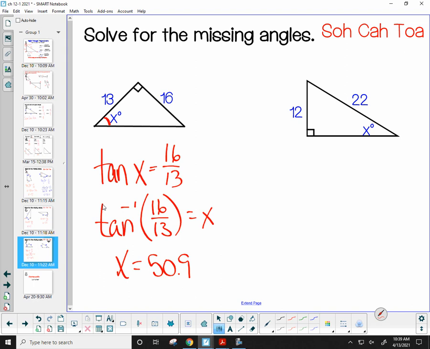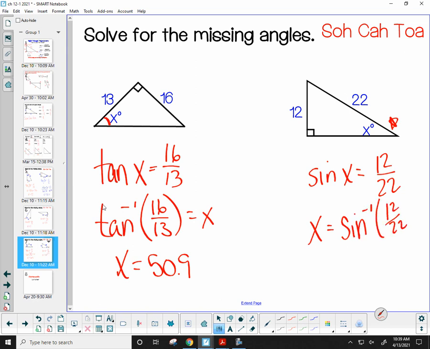Okay, so let's look at this last one here. Positioning myself at x, I have a 12 and a 22. What parts do I have? Opposite and hypotenuse, which is which ratio? So we have the sine of x is equal to 12 over 22. So we want to do the inverse sine of 12 over 22.